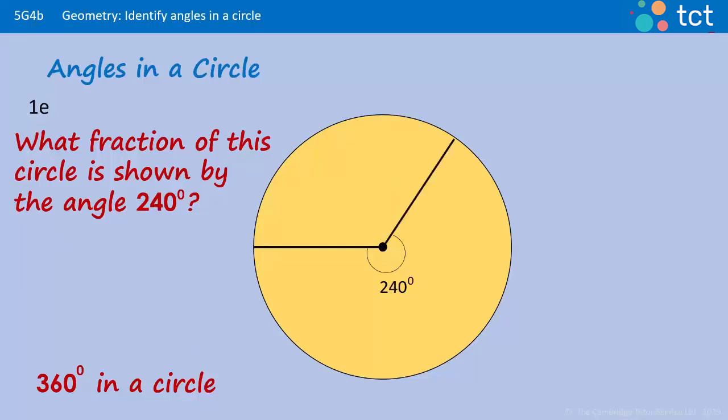And finally, what fraction of this circle is shown by the angle 240 degrees? If you remember that 120 degrees is a third, 240 is twice as much, so that must be 2/3 of the circle.